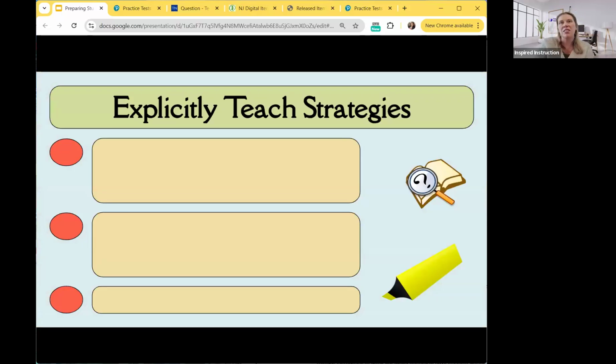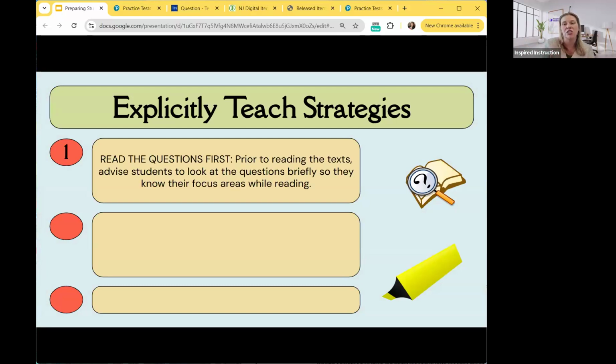So I think explicitly teaching strategies for test taking is really important. And I know as a teacher, you always want to say, I don't want to teach to the test. So we're not teaching to the test, we're teaching them strategies to support them with any test that they take going forward in their life. And we know that they're going to be taking a lot of tests going forward. So whether it be the NJSLA, the PARCC, their driving test, whatever it happens to be, we want to explicitly teach them strategies for test taking.